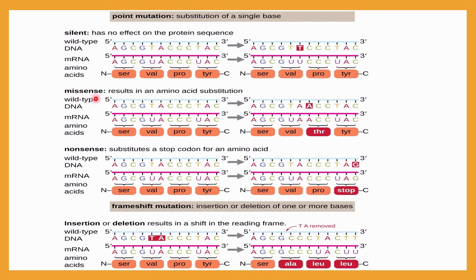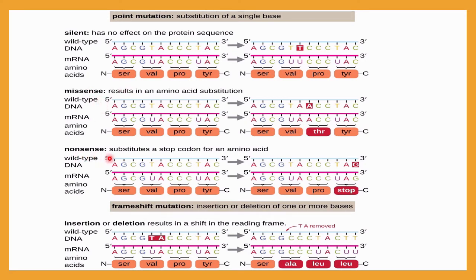Next one is missense. Here what happens is it results in an amino acid substitution. Here you can see the amino acid sequence which will lead to protein synthesis: serine, valine, proline, and tyrosine. But here the proline is replaced with threonine. So you can see a totally different amino acid is joined here. As a result of that, the whole protein sequence is changed. Such a thing is called missense.